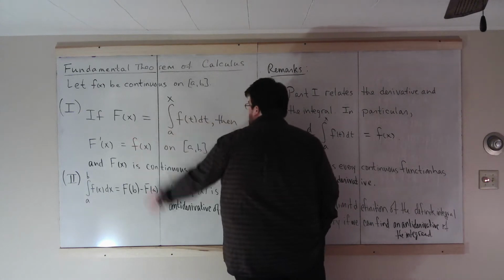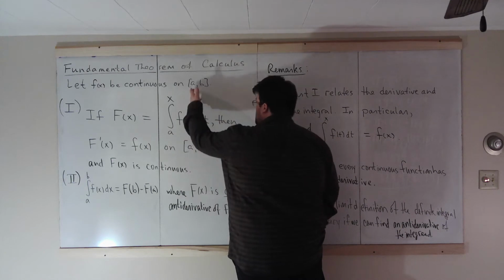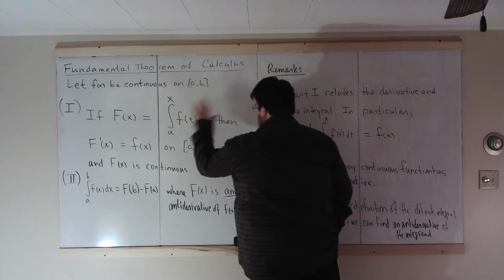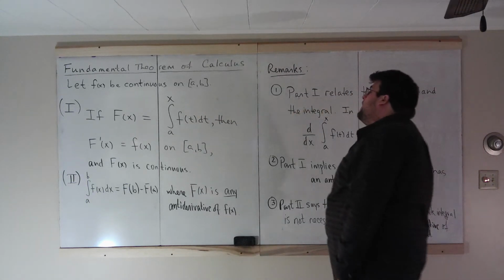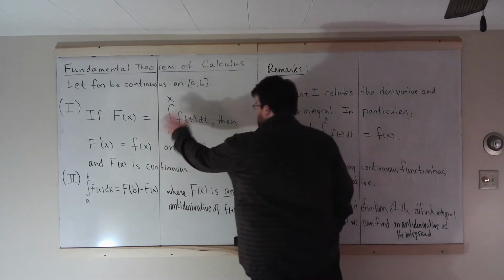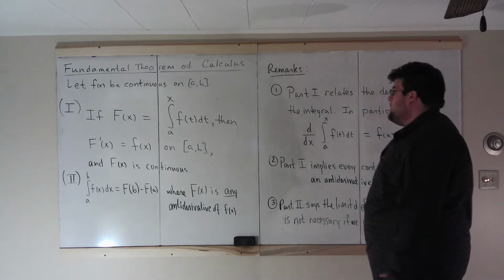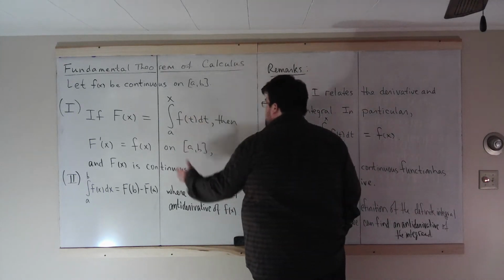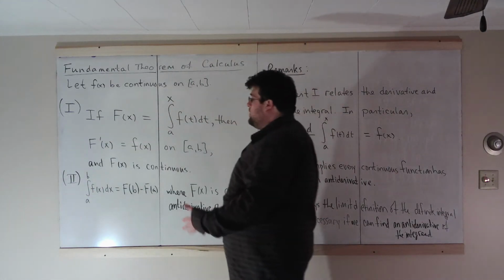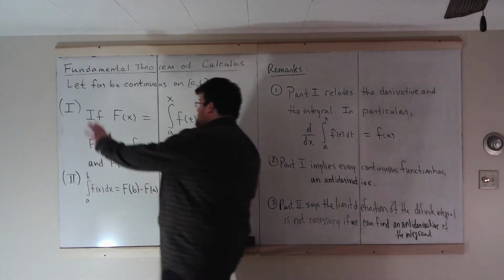But capital F of x is defined to be the integral from some number to x of the continuous function f, and here we're just going to use t because x is already used. We're defining capital F to be that function. This function gives an area. Remember, the definite integral gives an area. More on that in a moment. But capital F is defined to be that function. Then capital F prime equals lowercase f of x on this interval a to b, the interval on which the function is continuous.